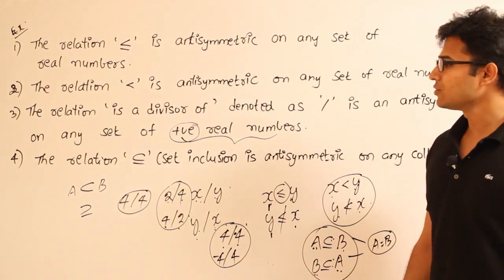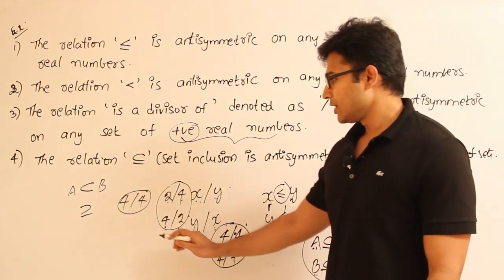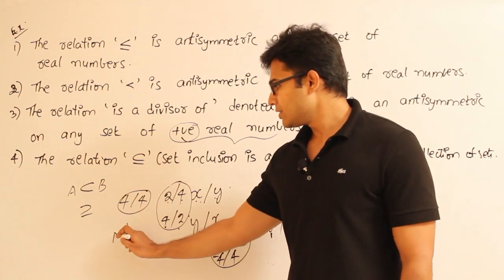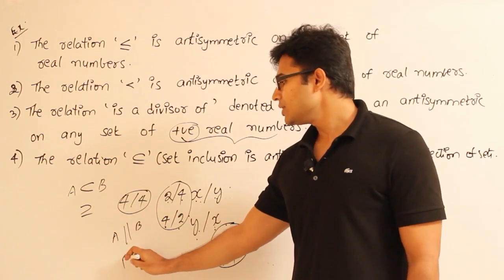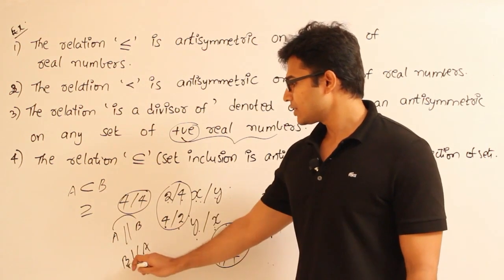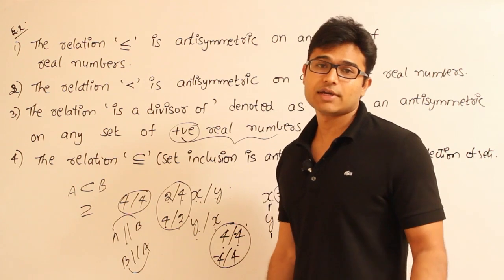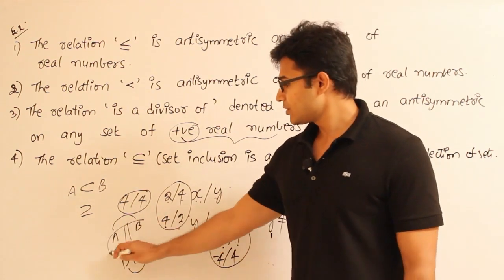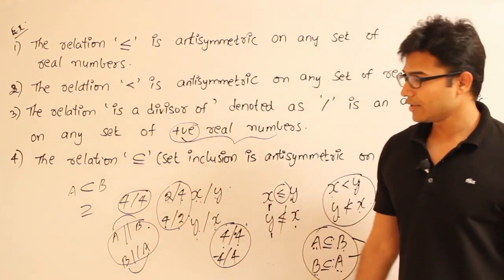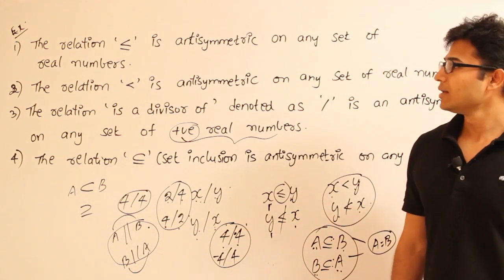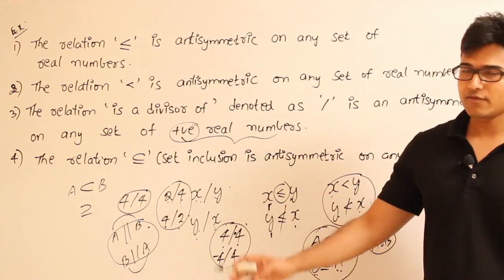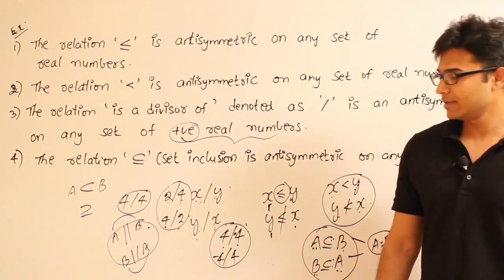What about parallel to on the set of all lines? If you have the relation parallel to, what can you say about it? If A is parallel to B, then B is of course parallel to A, which means (A, B) will be present and (B, A) will be present, so we can say that this is not antisymmetric. That is symmetric actually, right? So that way you can solve this. You just see that (x, y) and (y, x) are not both present simultaneously.